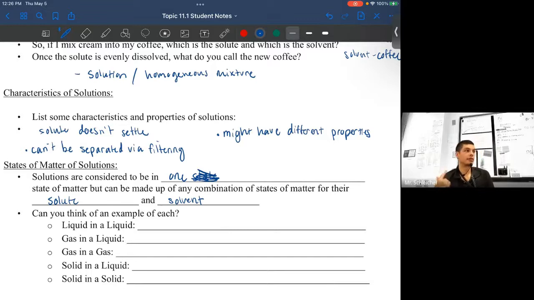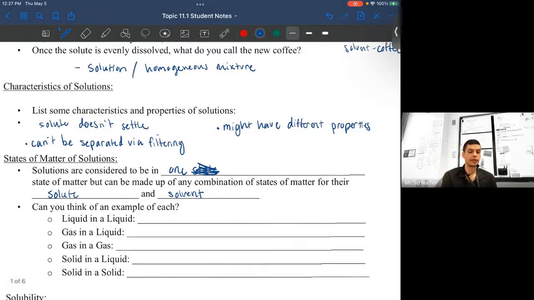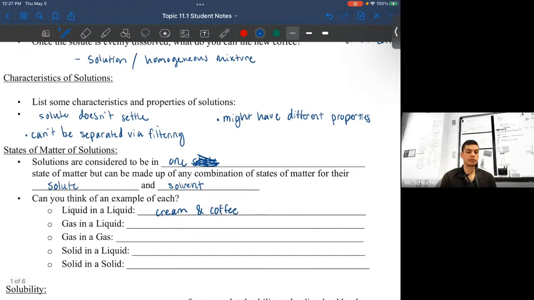So my solution can be a solid, liquid, or a gas. But it can be formed of things of different states of matter. My solute could be a liquid, gas, or solid. My solvent can be a liquid, gas, or solid. So for example, a liquid and a liquid, we just mentioned one. We had cream and coffee. We can combine those and form a solution. Those two are liquids that come together and form a solution.